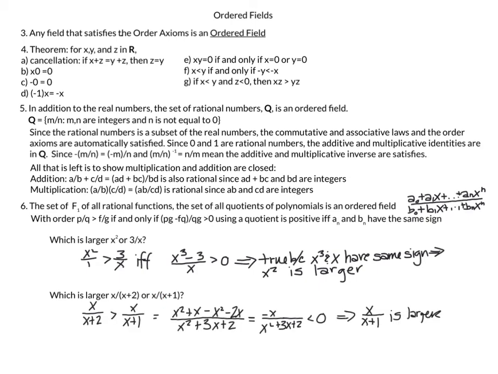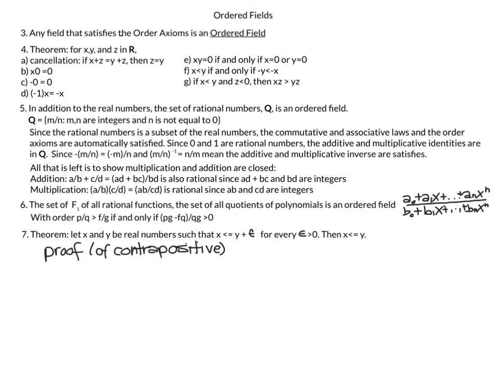Our next example: which is larger, x over x plus 2 or x over x plus 1? Again, using our common denominator, we multiply these together and then cross multiply. We get x squared plus x, and then cross multiplying here we get minus x squared minus 2x. Now these two cancel, but our largest exponent on top is negative and our largest exponent on bottom is positive, which means that the quotient is less than 0. So that means our second quotient, x over x plus 1, is larger.